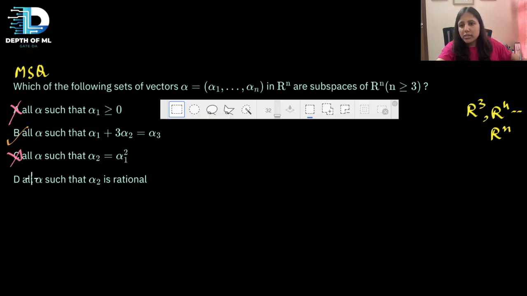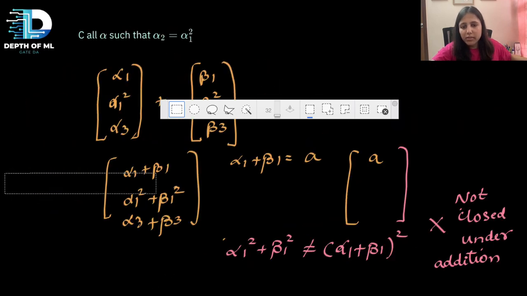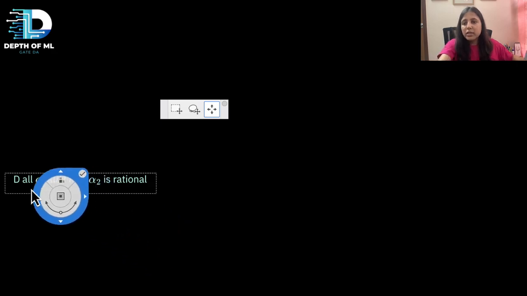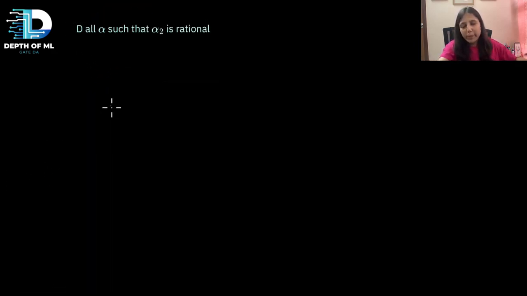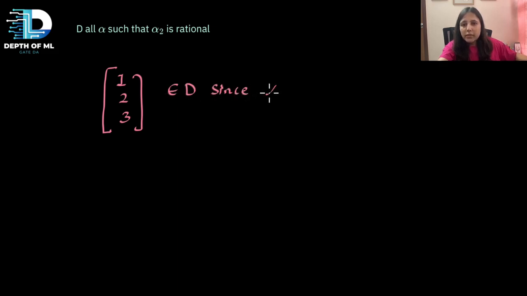Now let's look at the option where alpha 2 is rational. Again, they have given something about rational numbers, and they are telling us to do scalar multiplication with real numbers. So it is clear that this is not going to be closed under scalar multiplication. I'll take a vector, say 1, 2, 3. This belongs to D, since alpha 2 is rational. Alpha 2 is the second coordinate.